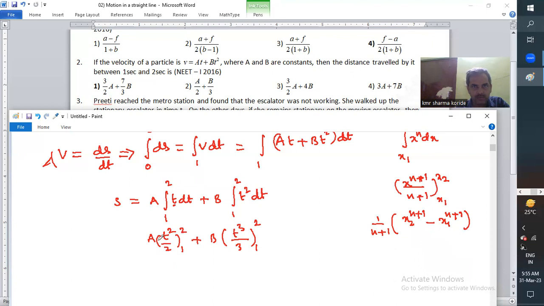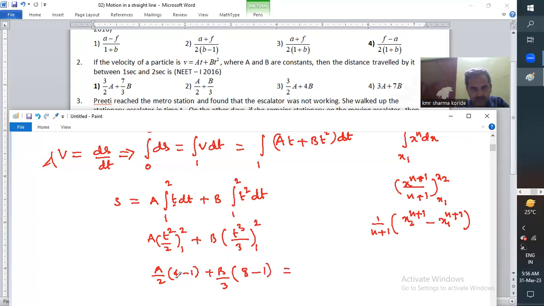Now, a by 2, substitution of upper limit in place of t. So, therefore, t square means 4, minus substitution of 1 in place of t. So, 1 square is 1 only, plus b by 3. This is substitution of upper limit 2 in place of t. So, 2 cube means 8, minus 1 cube is 1.